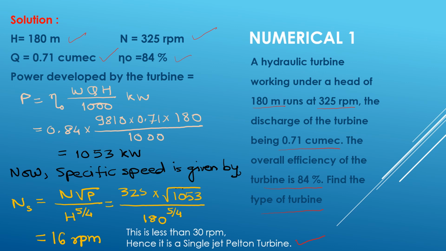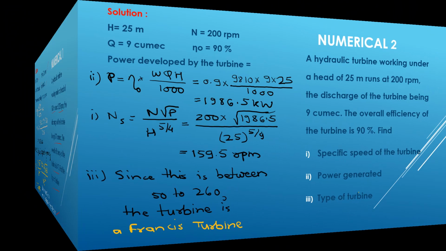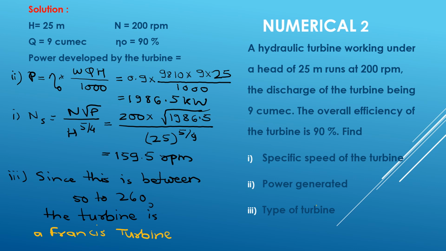So viewers, in this numerical, what is given is the head of the turbine, the speed of the turbine, the discharge of the turbine, and the overall efficiency. By using this data, we can find out the type of turbine. So the idea is clear. We'll solve another numerical.